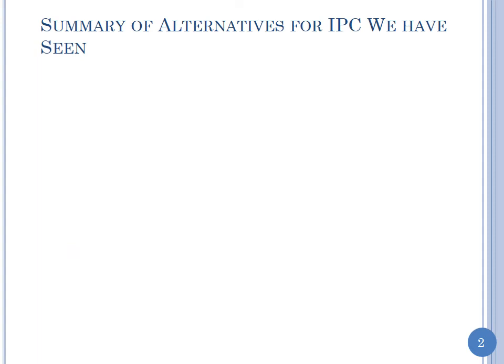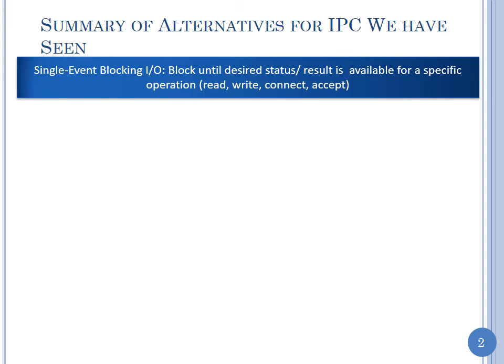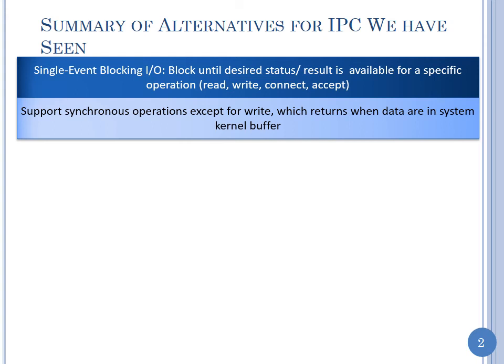Okay, before I go there, let's summarize what we've seen. We saw single event blocking IO. That means each IO operation is blocking and returns a desired status or result. It blocks till that happens. And all operations other than write are synchronous. They block till the operation completes.